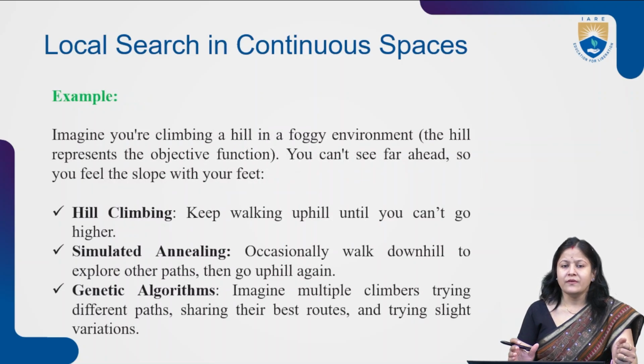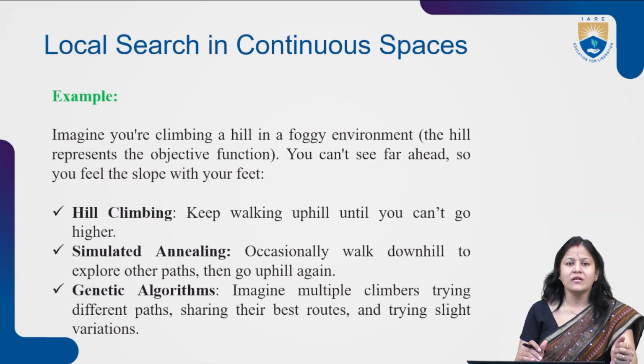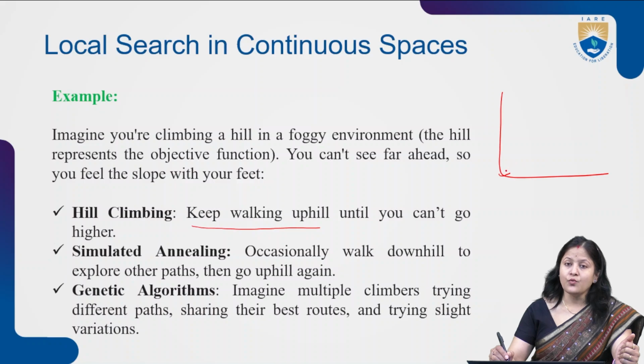This is one example through which we'll understand the different techniques of local search, so that our clarity will be better. Let us imagine you are climbing a hill in a foggy environment, and the hill represents the objective function. You cannot see far ahead, so you feel the slope with your feet. If you apply the hill climbing algorithm in this situation, what will happen? You keep walking uphill until you cannot go higher. Up to which distance can you move on the hill? Up to the peak point of the hill. After that we cannot move further. That is the concept of hill climbing.